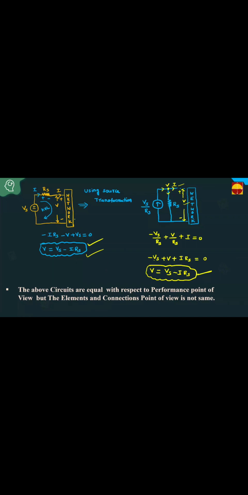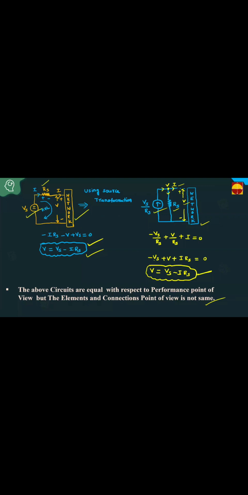If you analyze the performance of this network and of this network, it is the same performance. But in the network's elements and connection point of view, it is different. This Rs is connected in series, but this Rs is connected in parallel. This is the voltage source, but this is the current source. In connection and elements point of view it is different, but in performance point of view these two networks are the same.